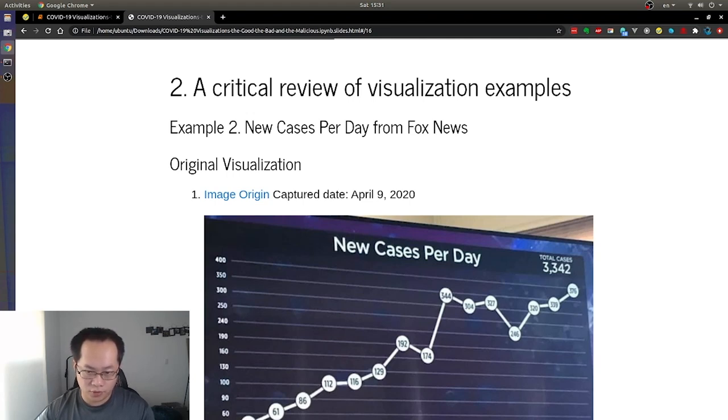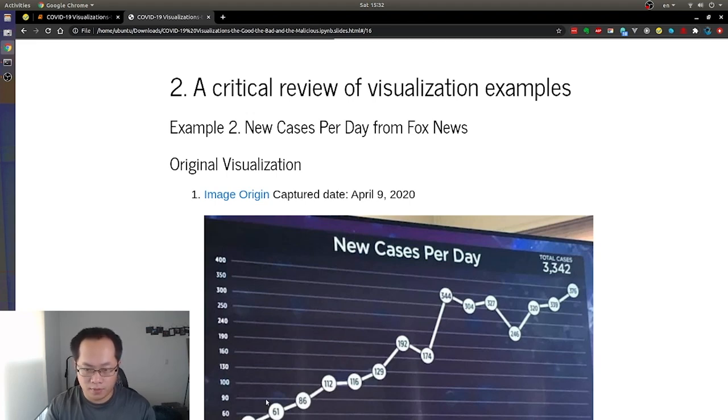I got it from Twitter. It is captured on April 9th, 2020. As you can see, this picture was captured on April 9 by the Twitter user, but you can see the axis says April 1st. So likely it is captured in early April, like April 2nd somehow.